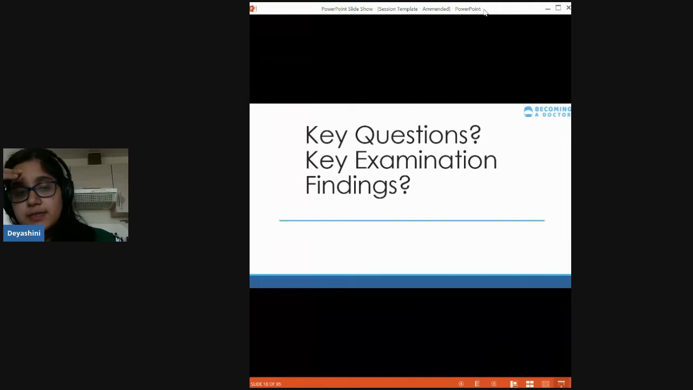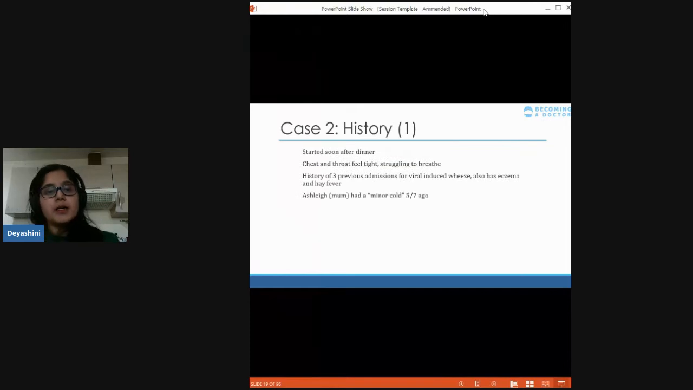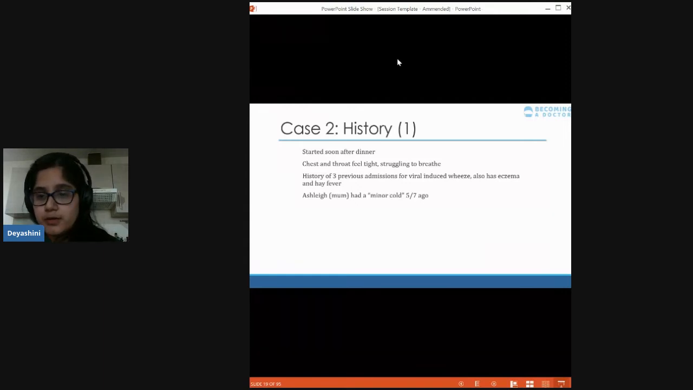Anyway, it doesn't matter. So moving on to this. This is a 6-year-old who's become acutely short of breath after dinner. In terms of the history, it started soon after dinner, chest and throat feel tight, struggling to breathe. This is a girl who's had 3 previous admissions for viral-induced wheeze and has eczema and hay fever. Any lip swelling is a very good thing to ask and also to look for on examination. Mum had a minor cold 5 days ago.